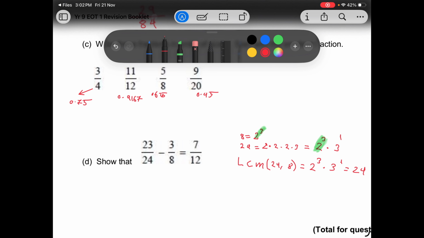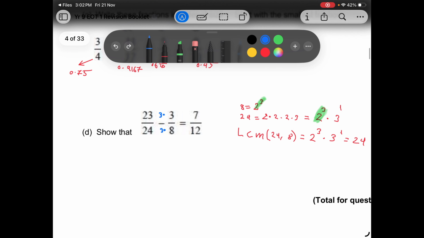So how to end up with the same denominators? I need to multiply this 8 by 3, and I will multiply the top by 3 as well. And here we don't have to multiply by anything, or by 1, but we don't have to mention that 1 is the identity, it will not change anything. So now, guys, I have the same denominator, fortunately, which is 24.